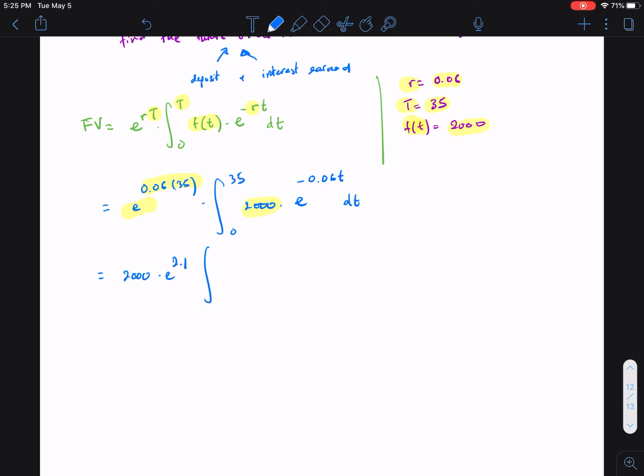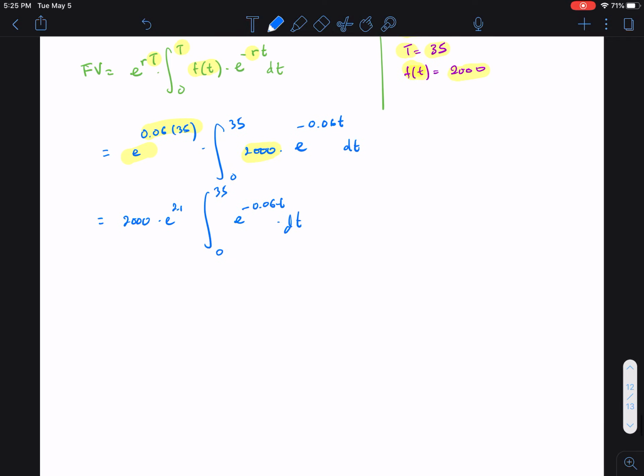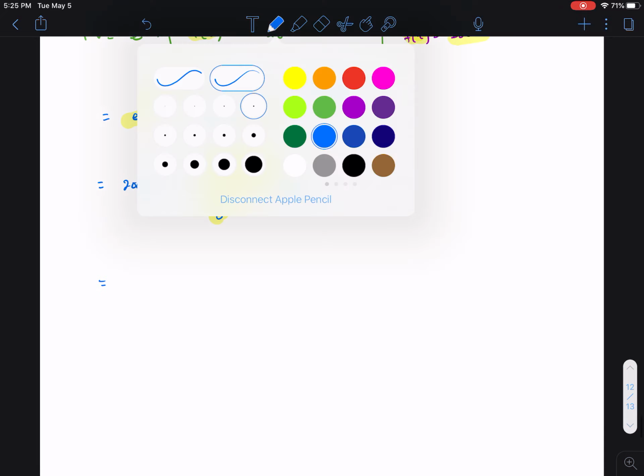So now we're left with 2.1, the integral from 0 to 35 of e to the negative 0.06 t dt. I should write this a little nicer. Then the next step is to integrate, find the antiderivative of this part.